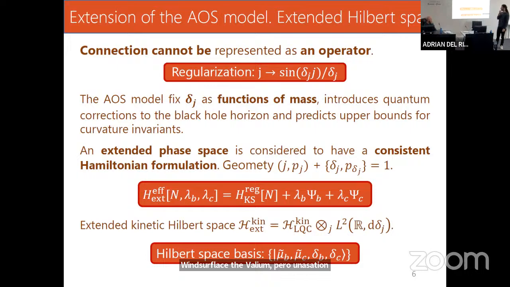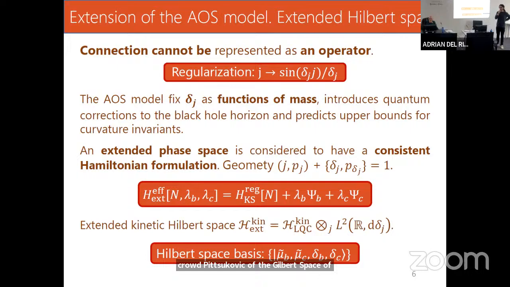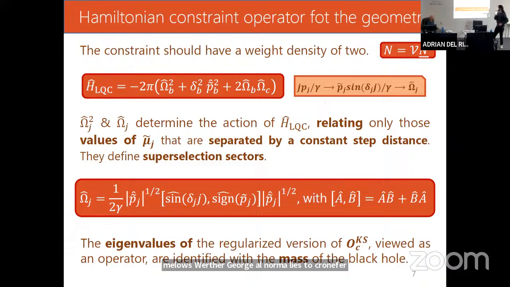In a similar way, an extended kinetic Hilbert space can be constructed by taking the previous kinetic Hilbert space and the tensor product with two copies of the Hilbert space of square integrable functions on the real line for the regularization parameters. A basis for this space is given below, where the geometrical labels are normalized to Kronecker delta and the regularization parameters to Dirac delta. With the extended formulation, the Dirac program can proceed.